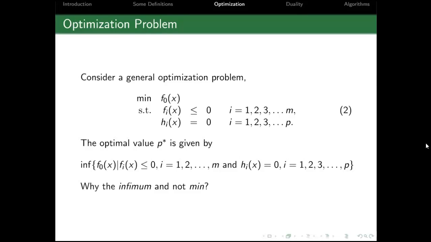Now the next question is, why did I write infimum instead of minimum? In some functions the minimum might not be attainable. It might just tend to a minimum value but not actually attain it. Hence we write infimum instead of minimum.